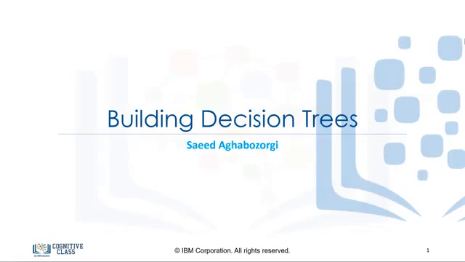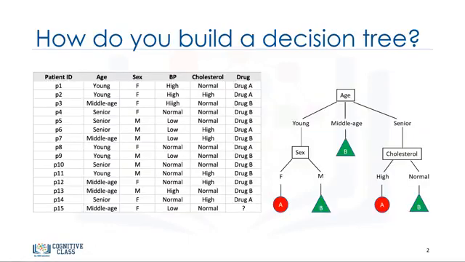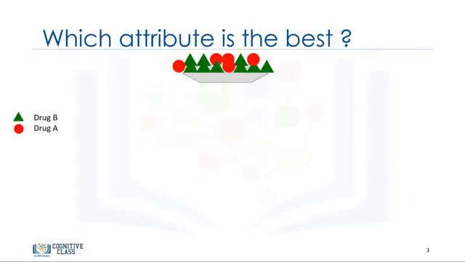Hello and welcome. In this video, we'll be covering the process of building decision trees. So let's get started. Consider the drug dataset again. The question is, how do we build a decision tree based on that dataset? Decision trees are built using recursive partitioning to classify the data. Let's say we have 14 patients in our dataset.